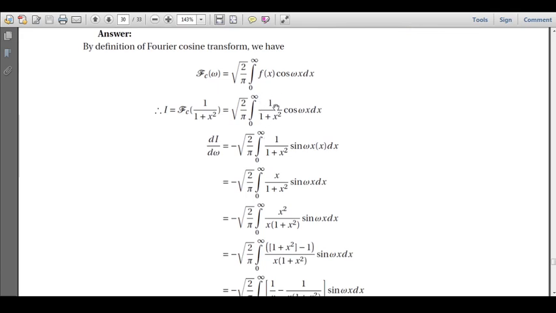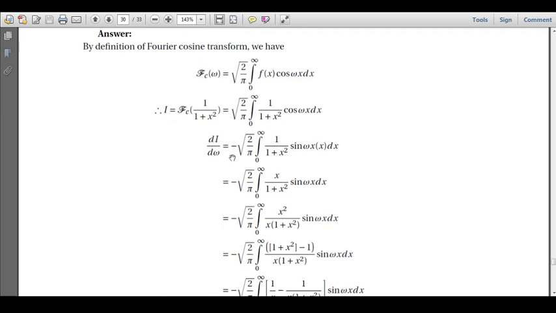Now this integration is not easy because one of the integrands is 1 by 1 plus x square. We cannot directly calculate this using integration by parts. So we make some mathematical manipulation. I just take the derivative of this I with respect to omega.